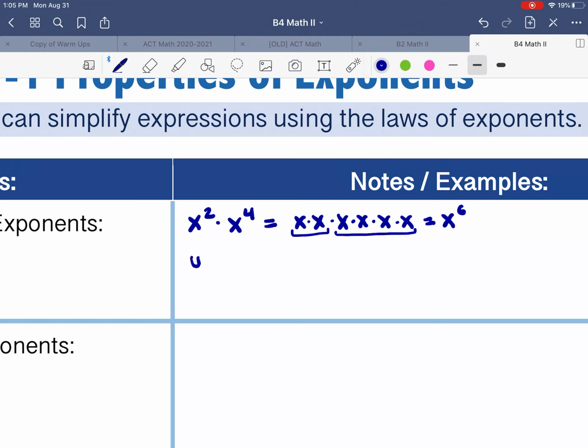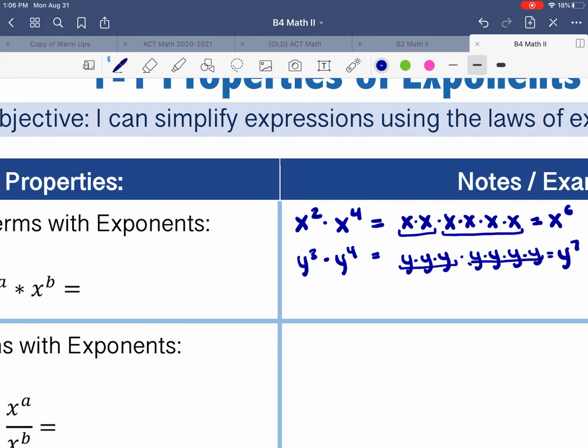I'll do another example for good measure: y to the 3rd times y to the 4th. I'm going to write 3 y's multiplied together for the first term, and then 4 for the second. I apologize if I'm going too fast. Like I said, please pause the video if you're actually taking notes. So we have 3 y's and 4 more y's, which in total makes y to the 7th power.